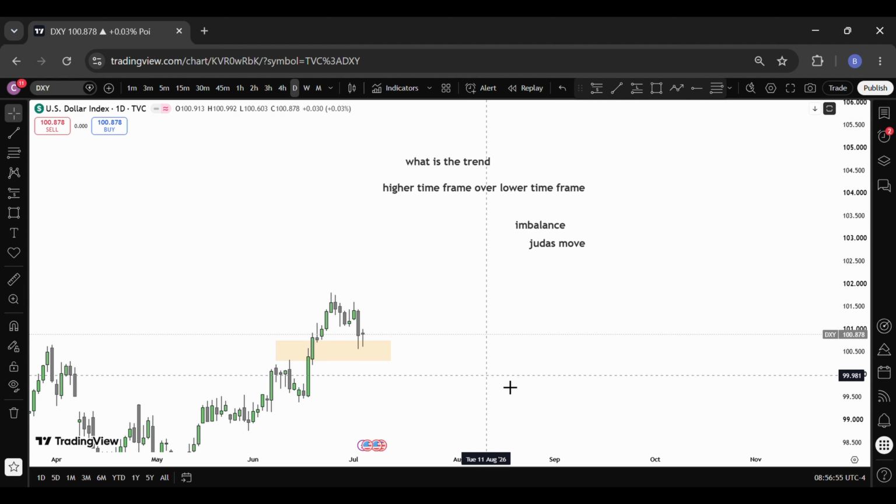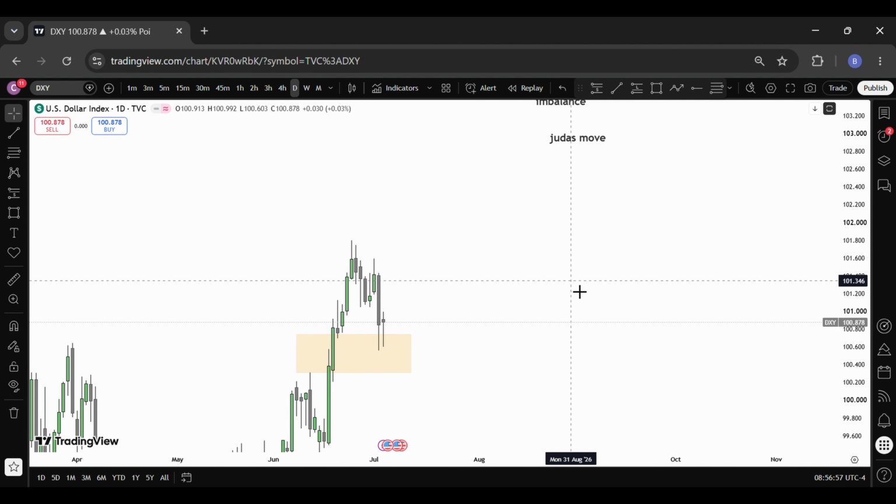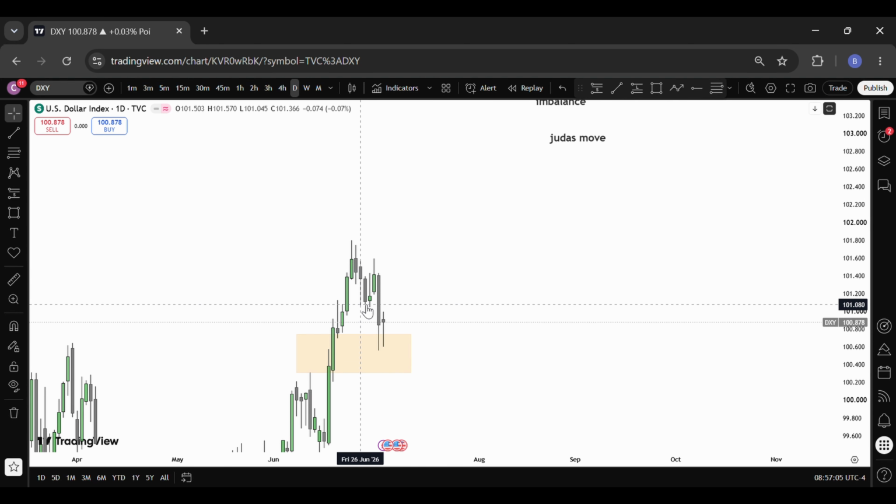You can look for other blocks, if you use CISD you can look for any of those things, but I obviously use imbalances. So what I'm going to do now is see, is there an imbalance here? No, there is no imbalance. Is there another block there? Yes, there is another block. Do I use other blocks to trade? No, I do not use other blocks to trade.